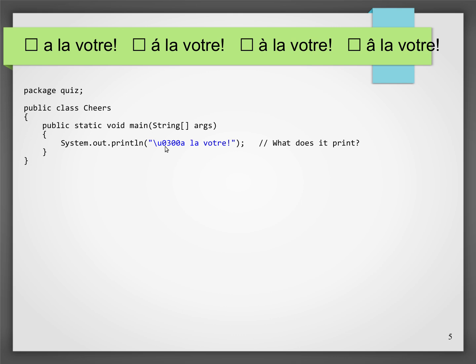And well, which one does it choose? Or maybe it doesn't choose anyone at all. That's also a possible answer. So again, pause the video and think about the answer.